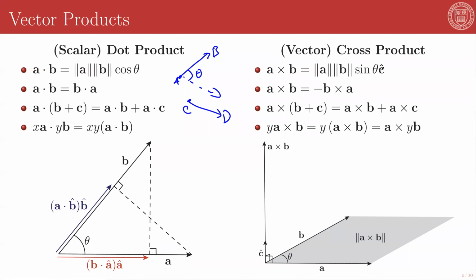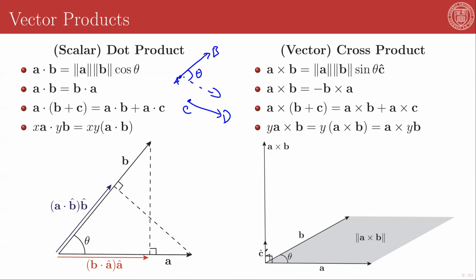And now we come to the vector cross product. The vector cross product is a true binary operator. It operates on vectors A and B, and it returns another vector C. It is formally defined as A cross B being the magnitude of A times the magnitude of B times the sine of the angle between them, so sine of theta, in the C hat direction.